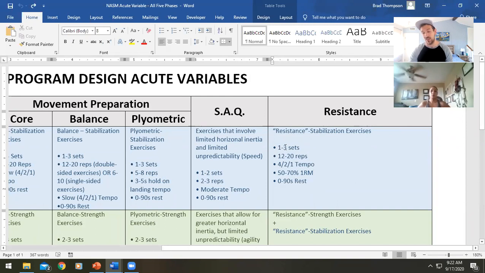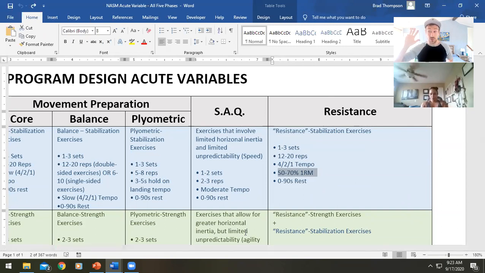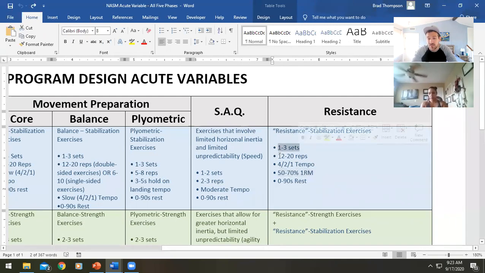Resistance stabilization exercises, right? This is where everything's the same. The only difference is that we are adding an intensity thing. So until now, you've had to memorize sets, tempo, and rest. Now we have to add, honestly, the most important out of all of them, acute variable, which is intensity. And intensity is the level of demand of the exercise. So 1 to 3 sets, 12 to 20 reps, 4-2-1 tempo, all that's the same. 50 to 70% of the 1 rep max. And then we take 0 to 90 seconds of rest. So those are all of our rules here.